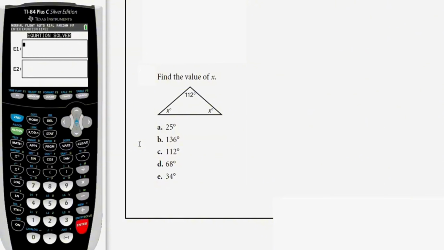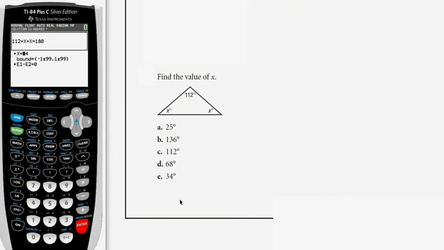Alright, so our E1 will be 112 degrees plus x plus x. Then our E2 will be 180. We are equating everything to 180 degrees. So that's it, guys. Let's press the graph button for OK. Then assign x to be 0, very important. So press alpha and solve and enter button now to solve this question. So our x is what, 34, option E.